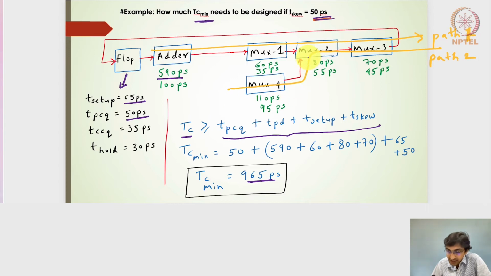For path 2, the propagation delay will be less, because considering the adder, which is 590 picoseconds, and comparing with this particular path of 110, 80 and 70, this particular path of adder, mux1, mux2 and mux3 will be much higher. So my TPD value here, if I consider path 1, will be higher than that of the TPD for path 2. All right, so this becomes my critical path, or the path where the delay is higher.